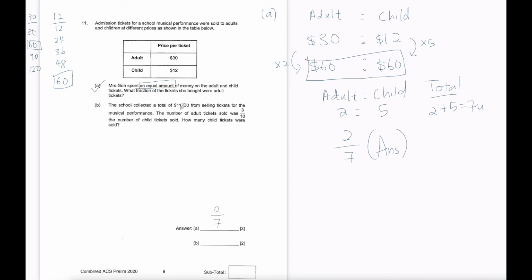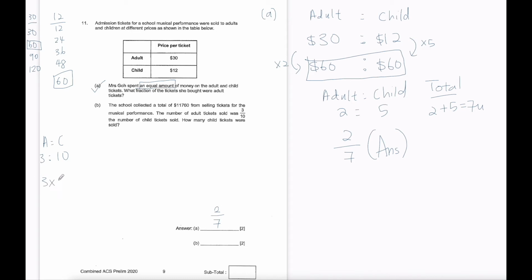So let's move on. The school collected a total of $11,760 from selling tickets for the musical performance, and the number of adult tickets sold was 3/10 of the number of child tickets sold. How many child tickets were sold? So adult is to child, 3 is to 10. Okay, and so for every 3 adult tickets, I'm selling 10 child tickets, correct? So what can we do with it? We have the price of each ticket, right? So we multiply and find out the total for this set. And we just call it one set.